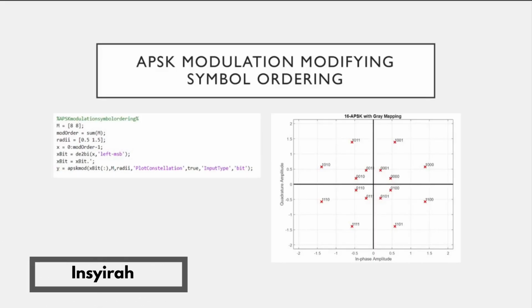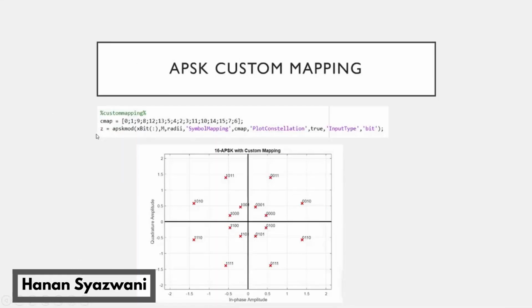The next APSK modulation condition is modifying symbol ordering, where the plot will be for gray mapping and there will be bit data for each point. The coding until when the input is put in the variable x is the same as the previous APSK modulation. We will use the command de2bi to generate the bit data and set the MSB at the left side. Next, we use the command apskmod, plot constellation, and set the input type as bit to plot the output. With custom mapping, this custom mapping happens to be another gray mapping.